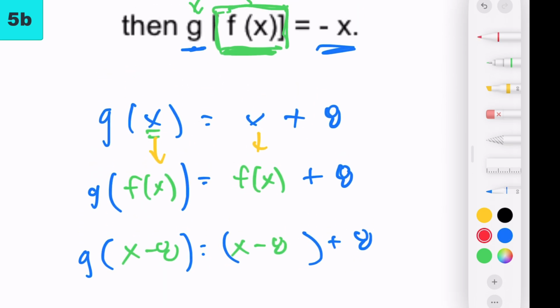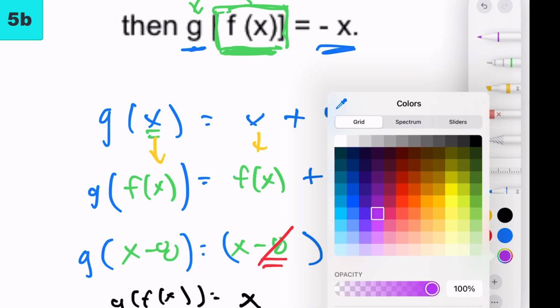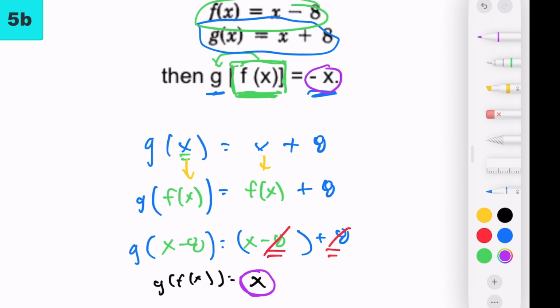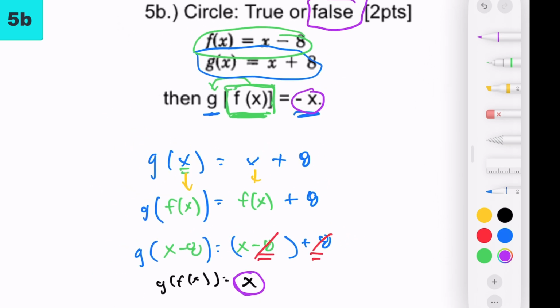Well, you don't need the parentheses because there's no multiplication. So you're just going to add those two, and those will equal 0. So your answer is g of f of x equals just x. Now if I compare the two answers, it says x, but this one wants us to be negative x. So the answer would be false.